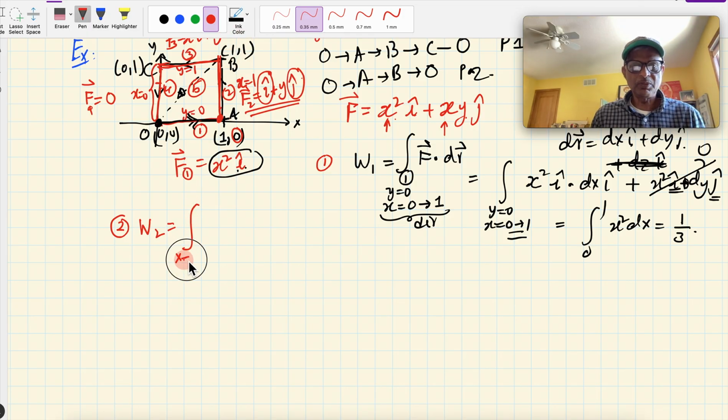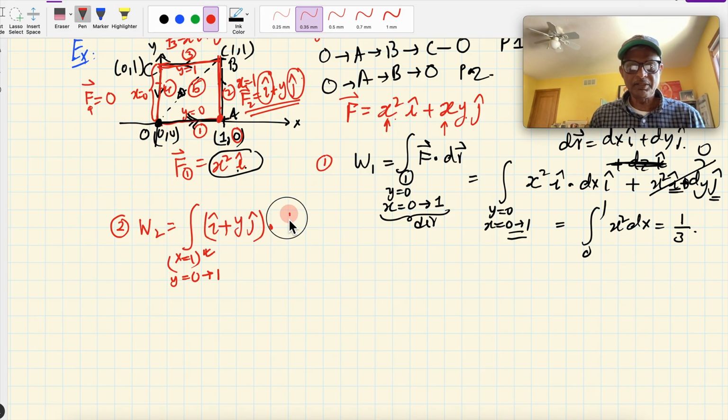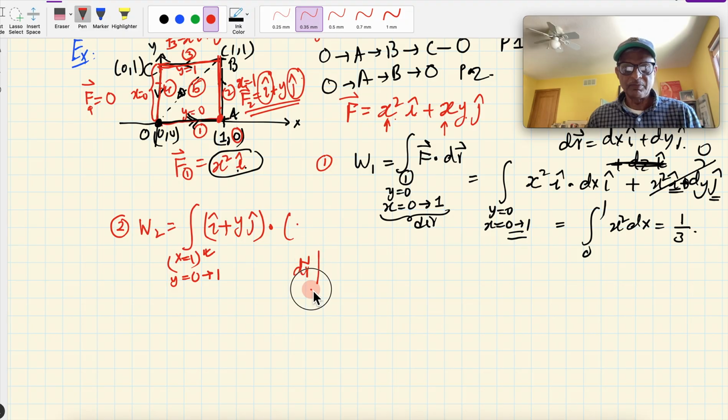So x equal to 1 on this path, and y goes from 0 to 1, using this, the force x i hat plus y j hat dotted into dr. Now on this path with x equal to 1, this just means dx equal to 0. That's just j hat dy.